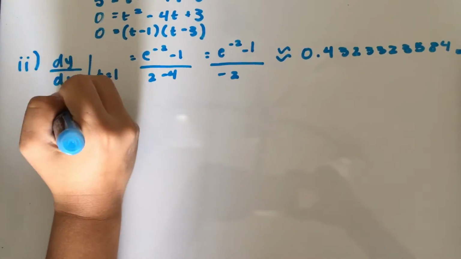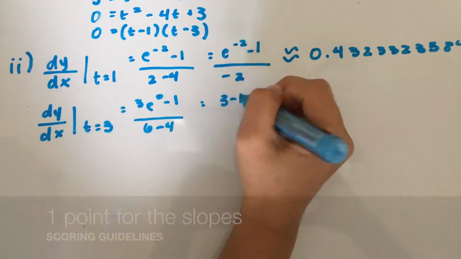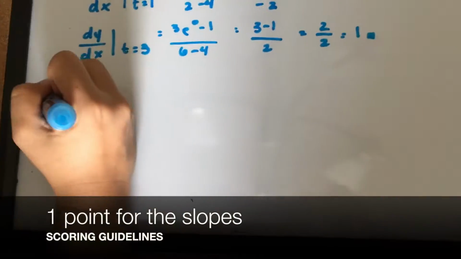Then we do the same thing, except this time we plug in the other value that we found, which is 3. And this time, we won't be needing our calculator. As you can see, it's super simple.